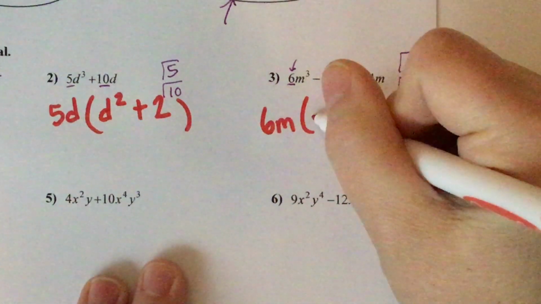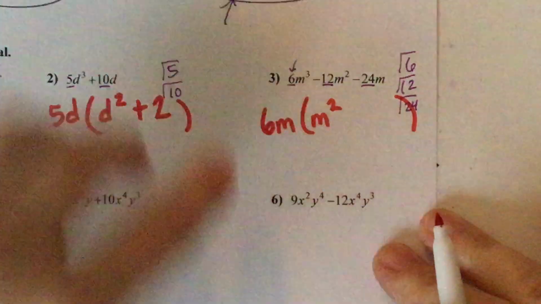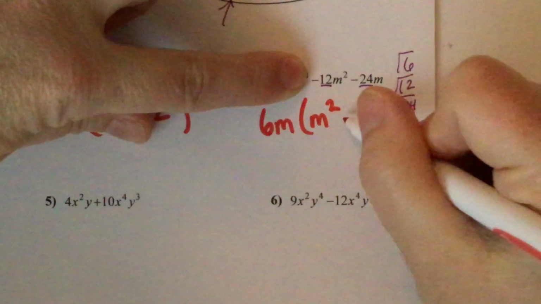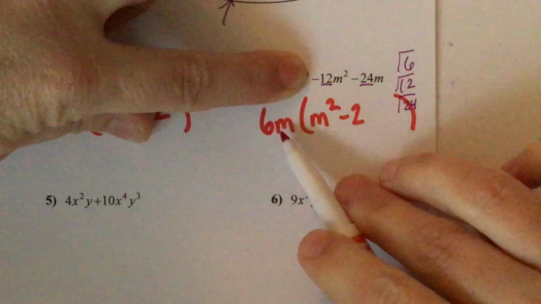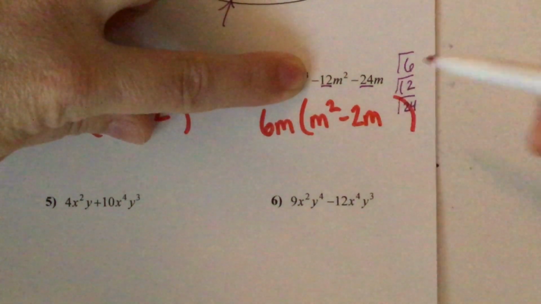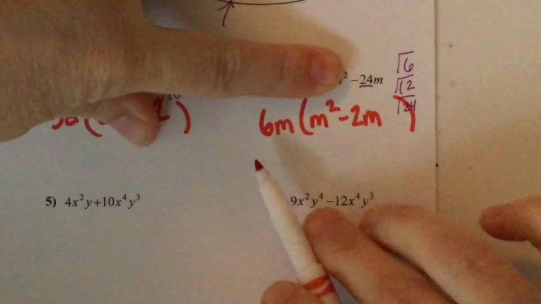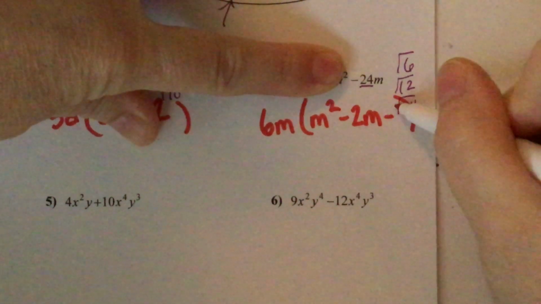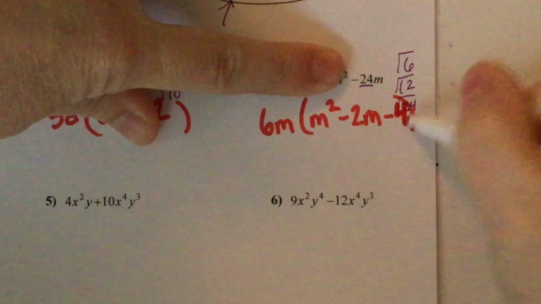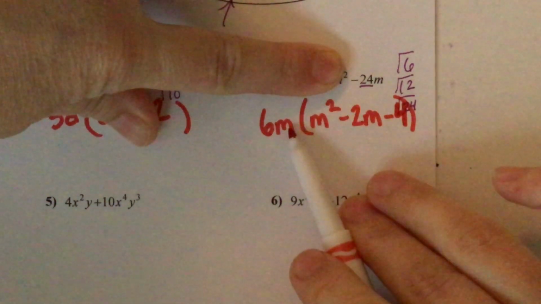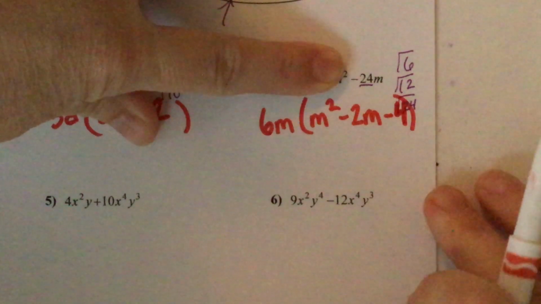M squared. Okay, what could you multiply 6 with to get a negative 12? A negative 2. What could you multiply m with to get an m squared? An m. Okay, what could you multiply 6 with to get a negative 24? A negative 4. And then you don't have to multiply m with anything to get an m because you already have an m and you only wanted an m. That's our answer.